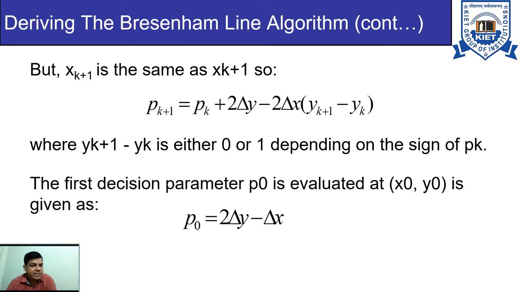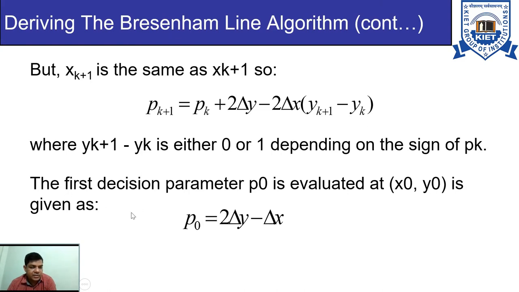Now here we are taking some decision. The value of yk plus 1 minus yk could be either 0 or 1, and it depends on the sign of pk. We can see this in the coming section, in which case we take the value as 0, and in which case we take the value as 1.